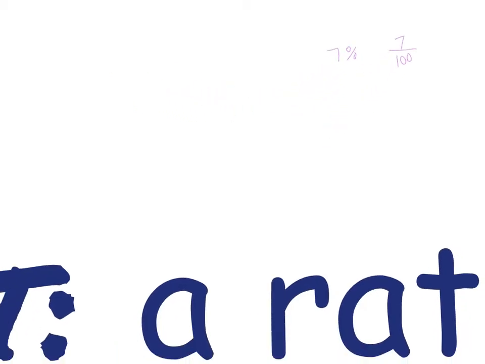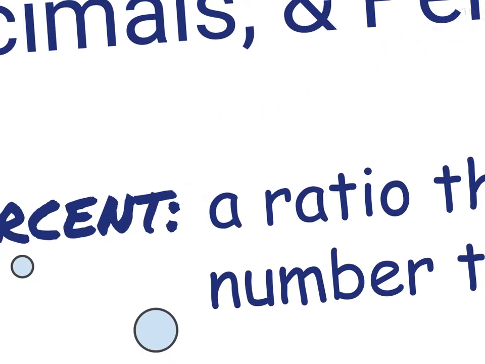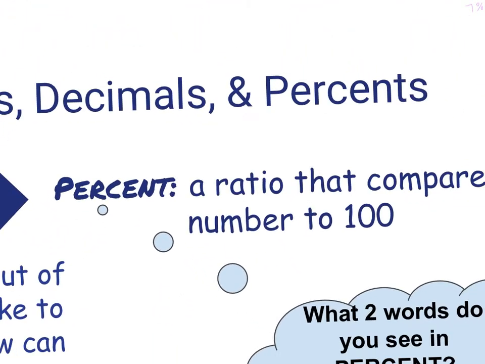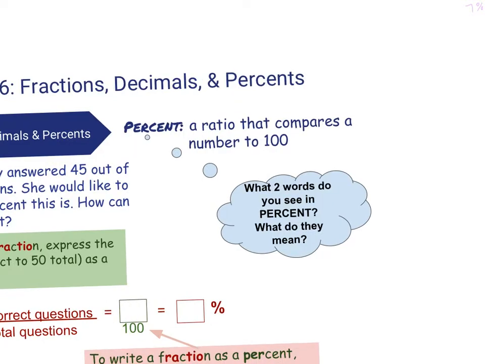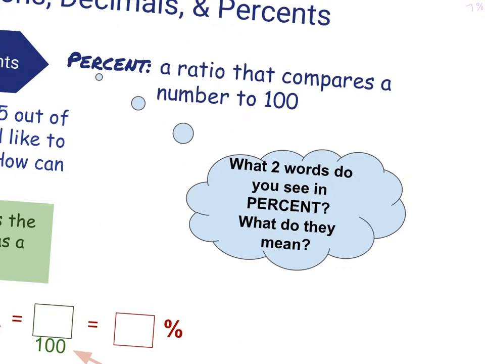Taking that perspective into percent, if I say 7%, I'm really saying 7 for every 100. So 7% means 7 out of 100. It's a ratio that compares a number to 100. The word per means for every, and the word cent means 100.